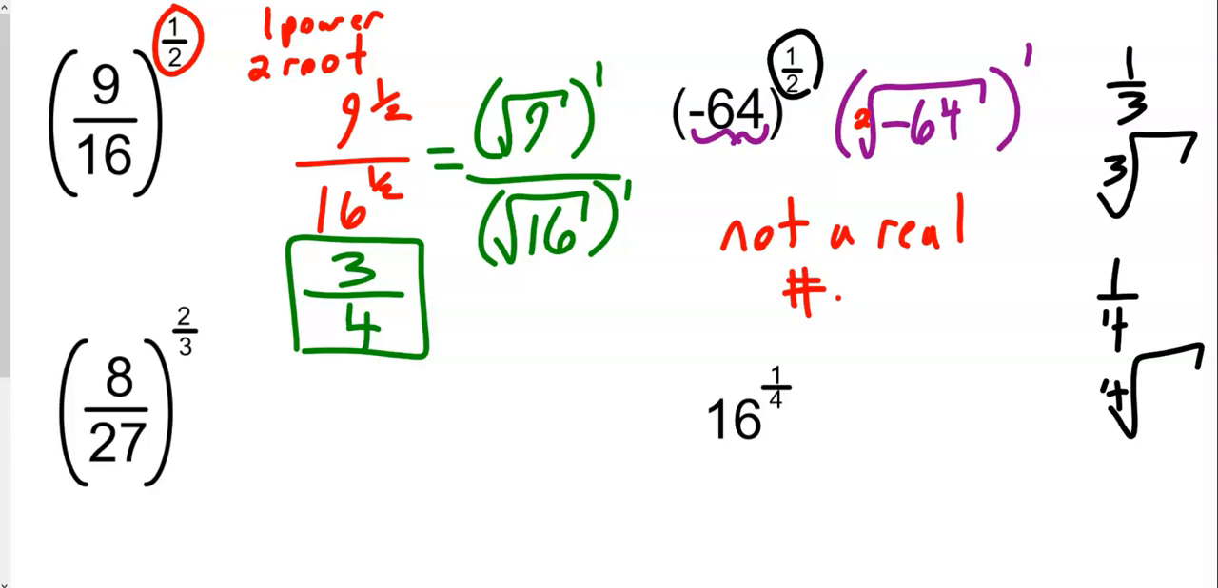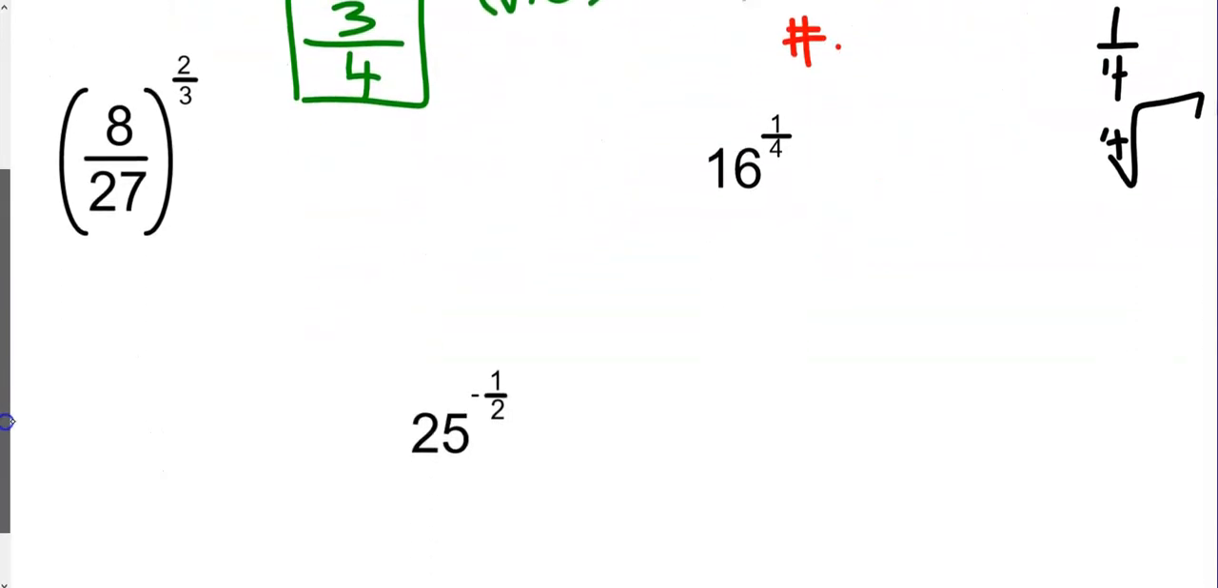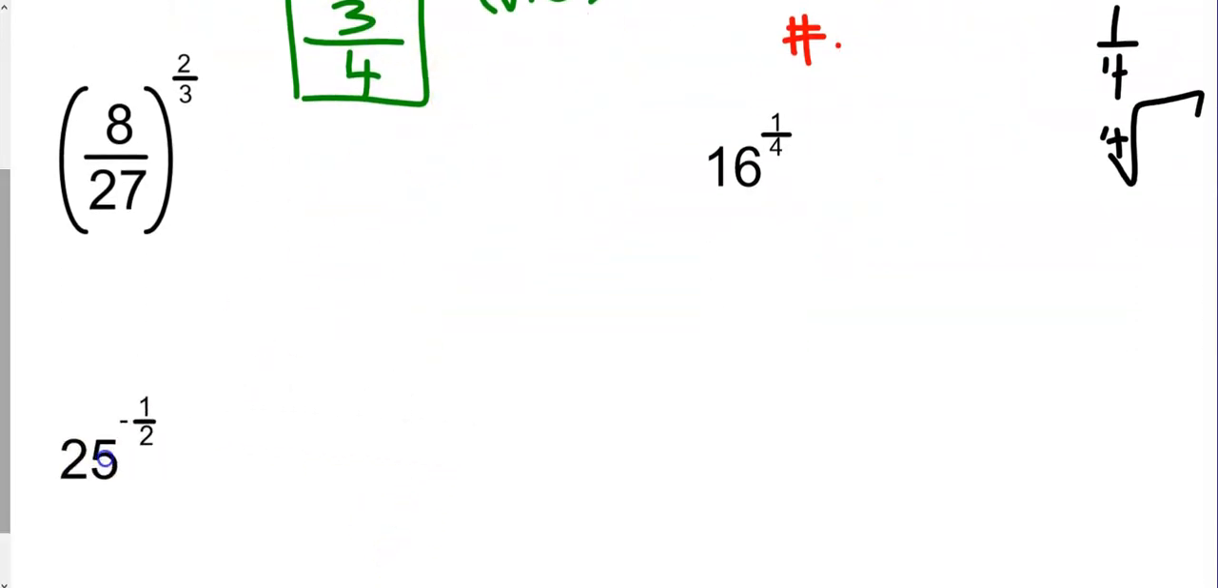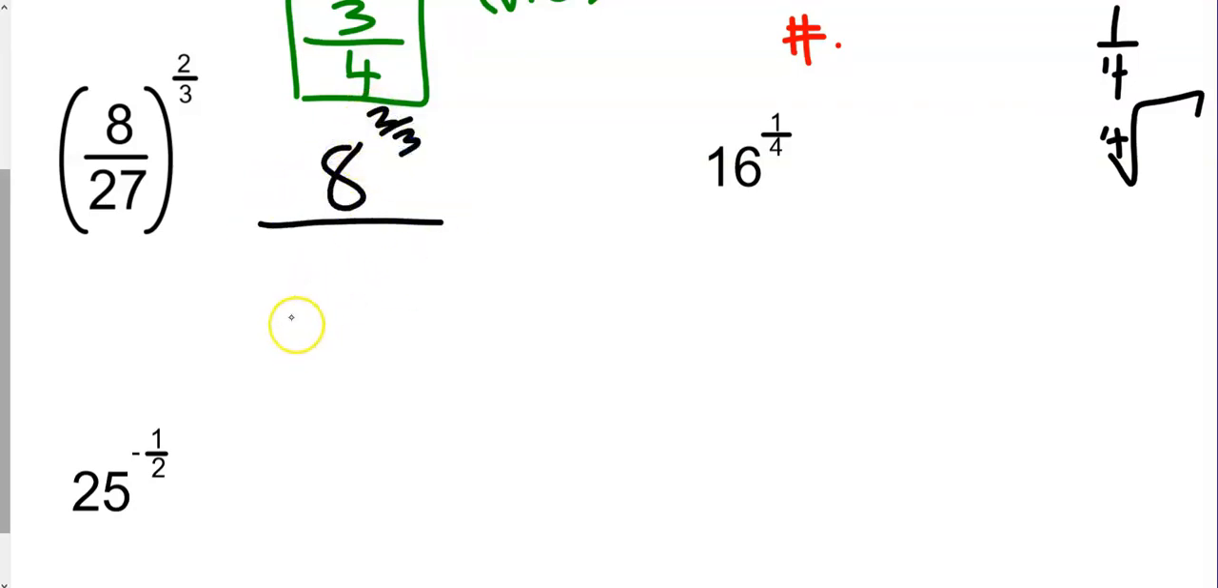So let's take a look at the next guy. This guy right here is a lot like what we just did right up here with the 9/16. But instead of a half, I gave you 2/3. So if I grab this guy, I'm going to go ahead and move him kind of over here to the side. If I take this guy, what they want you to do is they want you to take the 8 to the 2/3. And they want to know what is 27 to the 2/3.